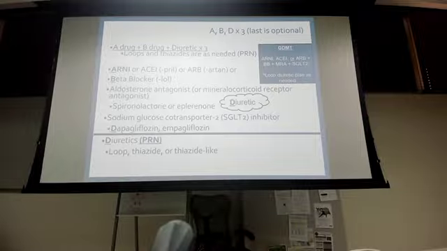As you see on the slide, as needed diuretics are the loops, thiazides, or thiazide-like. They're usually in addition to the MRAs, spironolactone and eplerenone.